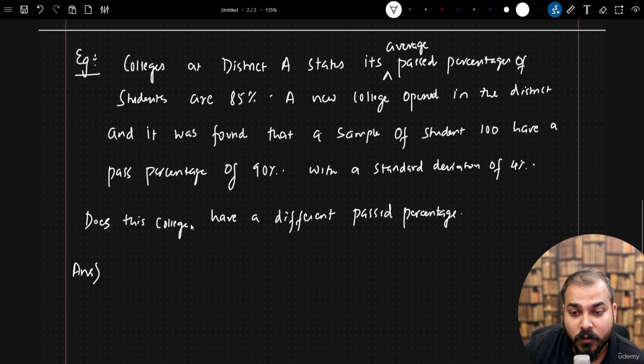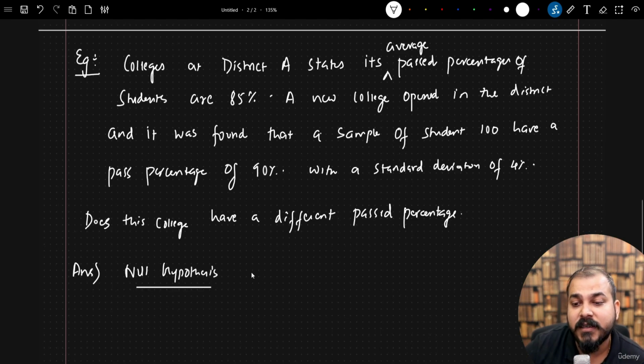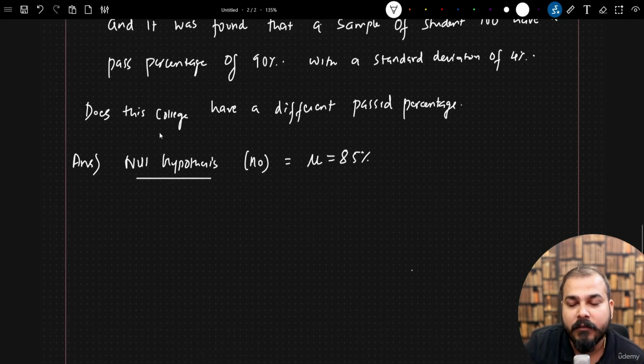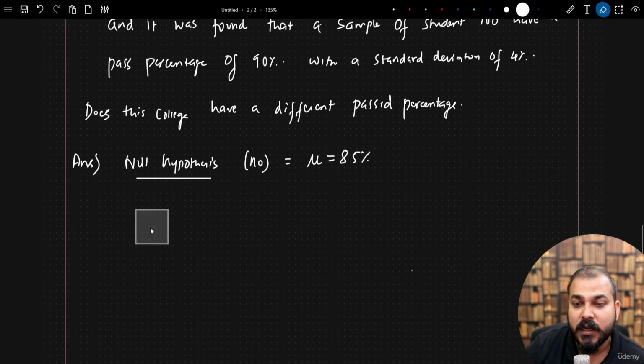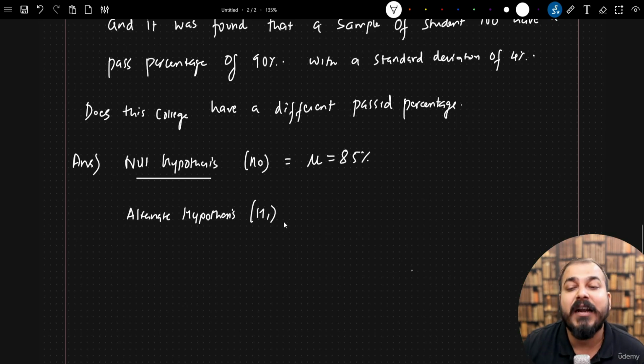In order to find this out, first I will define my null hypothesis, and what it says is very clearly given. H0 is that your average pass percentage is 85%. So in the beginning, this is the assumption made by someone. It can be a college, a school, it can be anything. Now if we look at the alternate hypothesis, just see the concluding statement or problem statement, what they have told us to find out. It says, does this college have a different pass percentage?